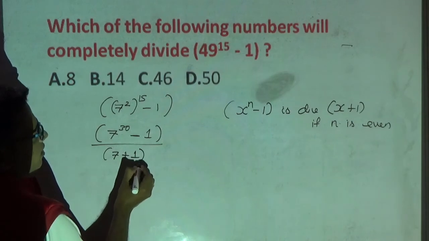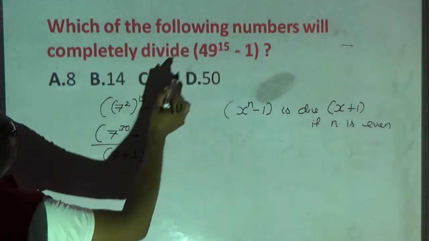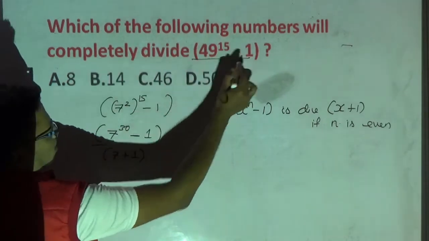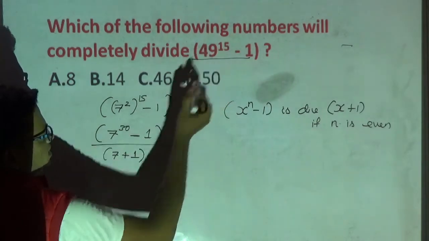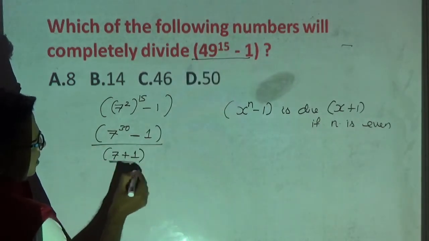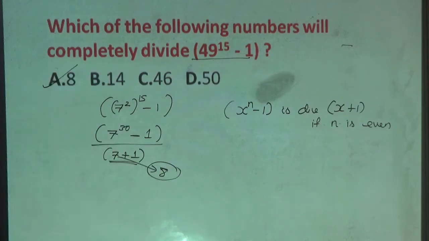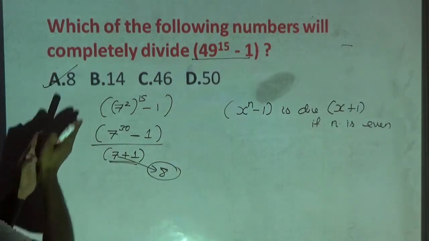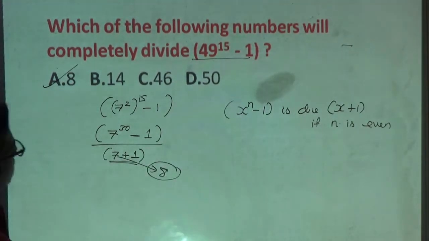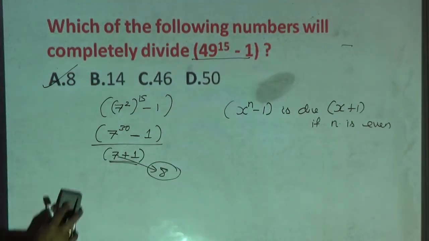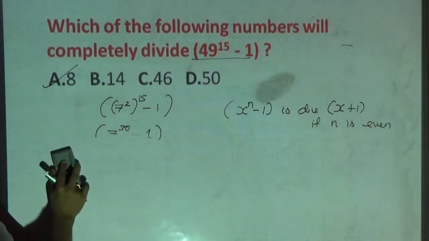That is 8. Now you see here, what they are asking, which of the following will be dividing this number? 7 power 30 minus 1 is nothing but 49 power 15 minus 1 only. This is completely divisible by 8. So the answer for this question is option A. I am just expressing the question in terms of the concept I know, correct? The answer for this question is option A, that is 8.